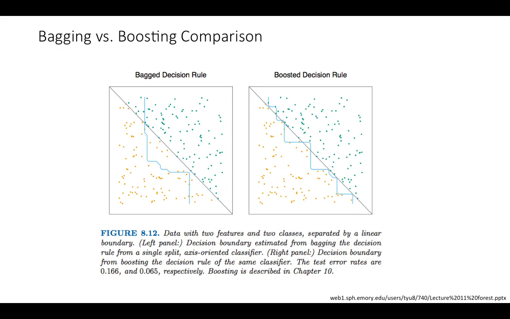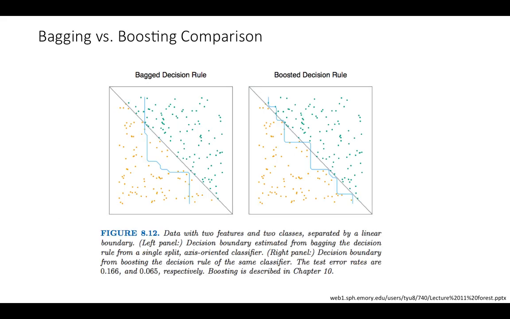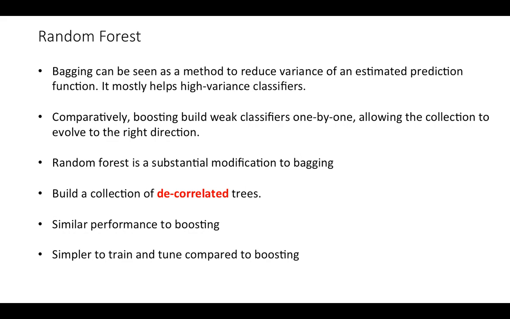So these are the differences between bagged decisions and boosted decisions. You have the two features here, and you see that the boosted gives you much better partitioning of the data. So that's the idea behind boosting and bagging. Bagging can be seen as a method to reduce the variance. But random forest is much more; it's a modification of the bootstrapping.